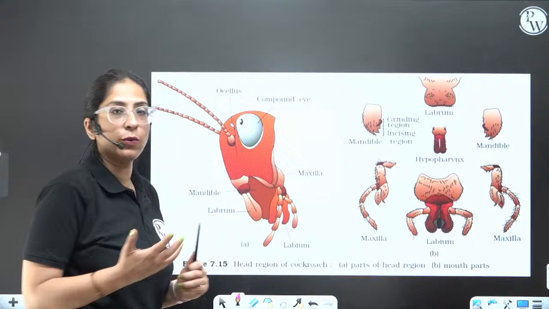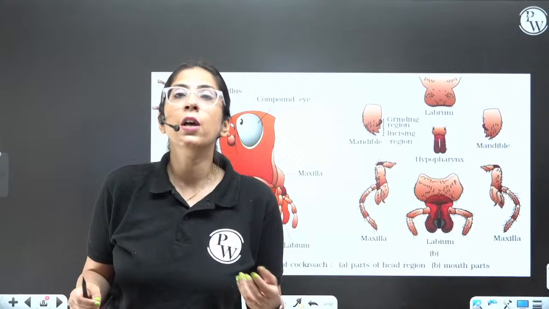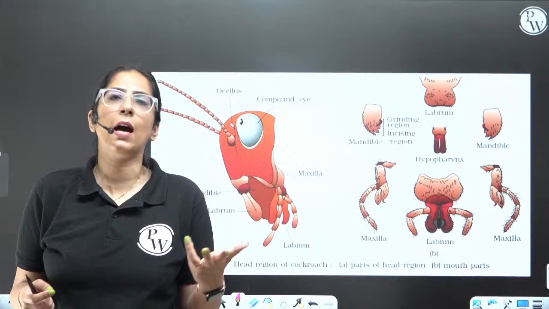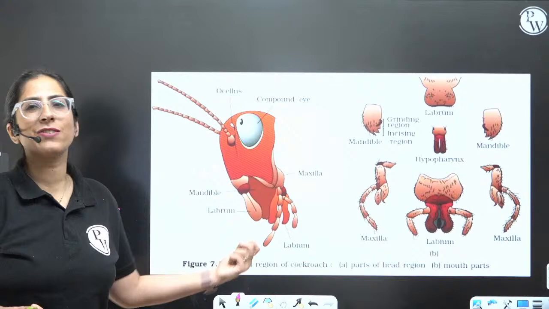Now, here, if you take out, see, this was my experiment when I was in my graduation, we had to study the mouth parts of cockroaches. So, at that time, we used to take cockroaches. At that time, dissection was allowed, but now dissections are banned. So, we used to get cockroaches and pluck each and every mouth part.